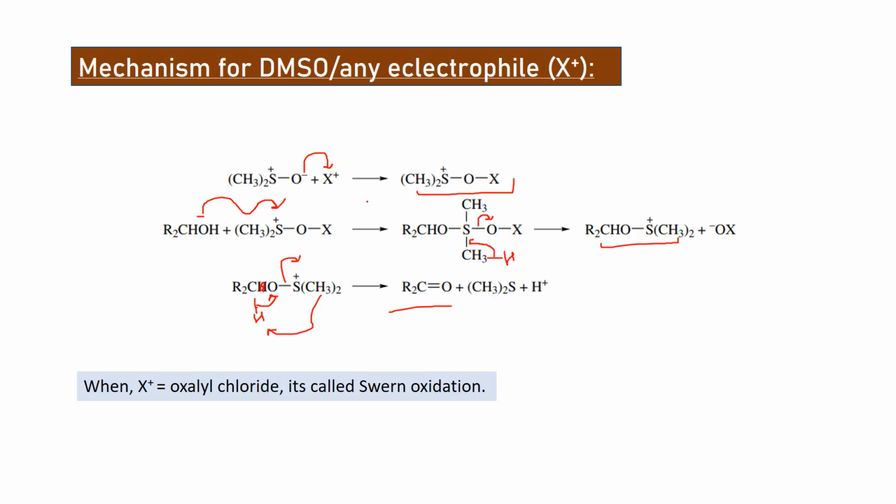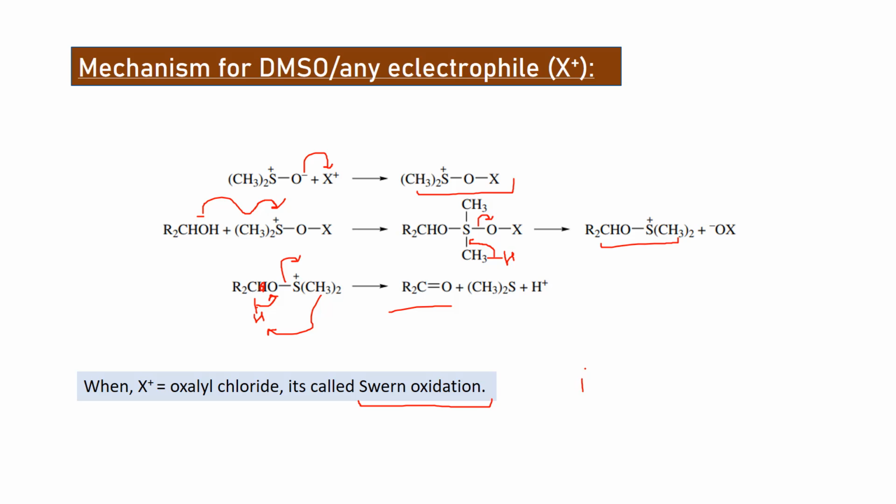Now, if we use oxalyl chloride as an electrophile, that type of oxidation is specifically called Swern oxidation. Right now it is highly used in laboratories because of its high reactivity, as well as there is no use of metal or any toxic reagent, because whenever we use oxalyl chloride, the byproduct is carbon dioxide, which is also a favorable thing.